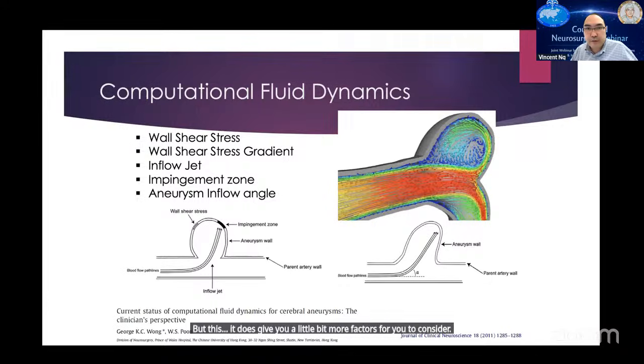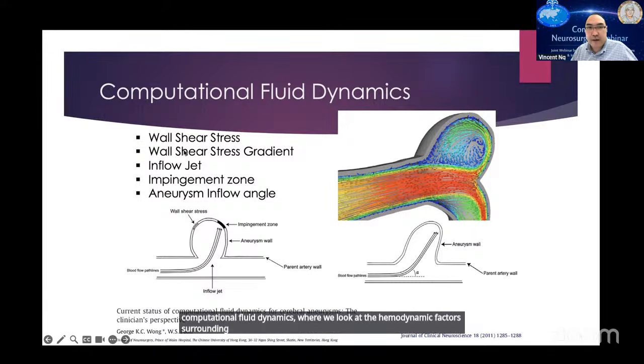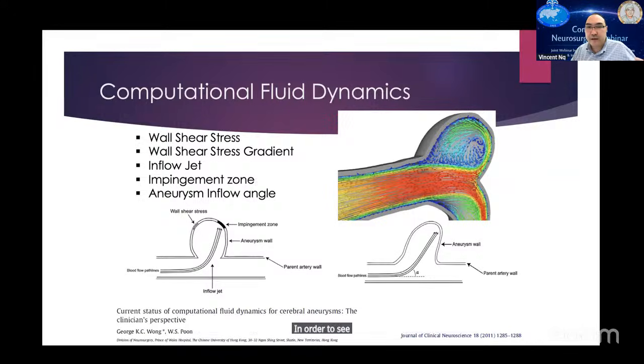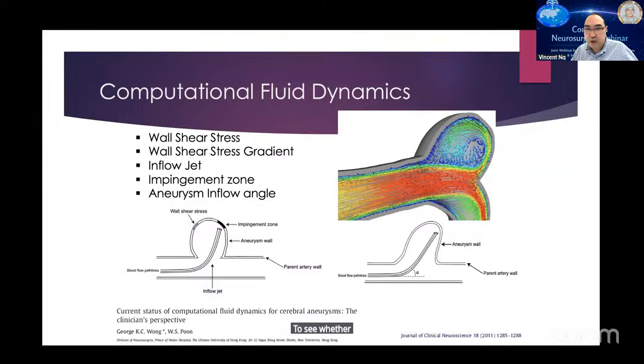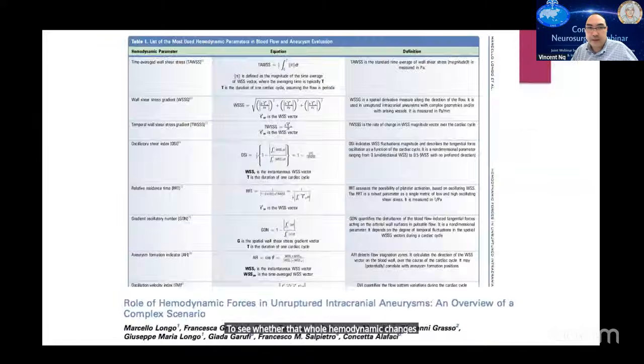I think most of us will already be familiar with computational fluid dynamics, where we look at the hemodynamic factors surrounding the aneurysm and try to characterize them from physical principles, in order to see whether this gives us better prediction modeling on whether the aneurysm has a high risk of rupture, or even the changes in the morphology of the aneurysm pre and post treatment, in both the endovascular and surgical methods, to see the hemodynamic changes with CFD.